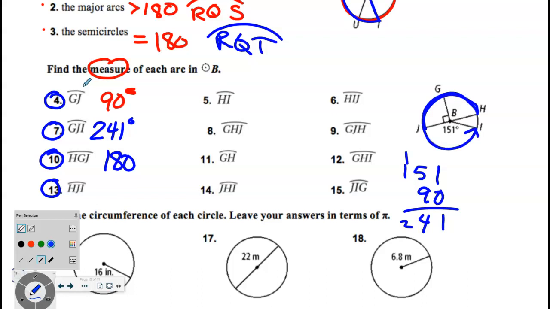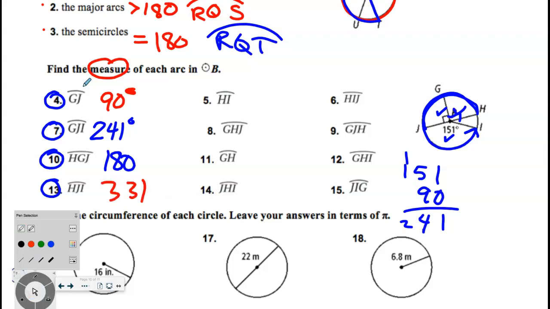What did that end up being? You'd have had to do 360 minus 90 minus 90 minus 151. Did anyone do that? What'd you get for it? Go ahead and tell me. It's the whole way around minus 90, so minus 180. 331. 331? Yeah. All right, I'll take it.